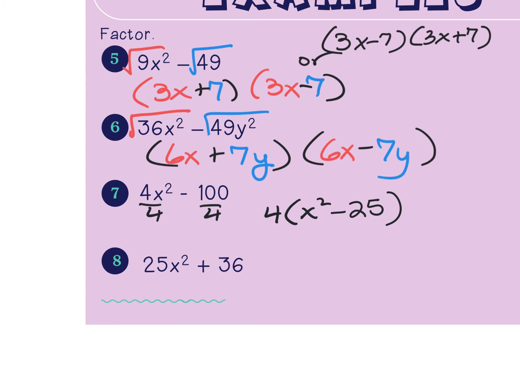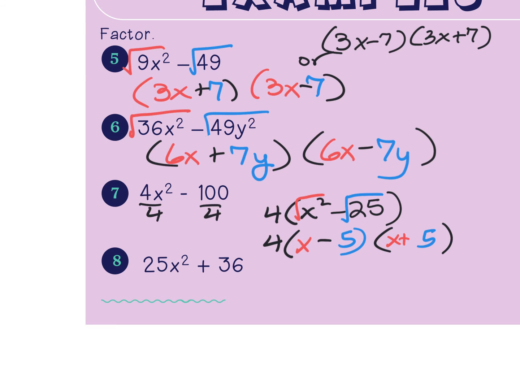It's still the difference of two squares, so I've got to keep going. So I could square root the x squared, and I can square root the 25. So I would put 4, and then x minus 5, or x plus 5, either way. And then here again, but this time with a plus sign. So make sure that you look for a GCF first.